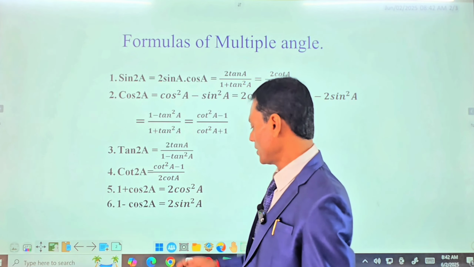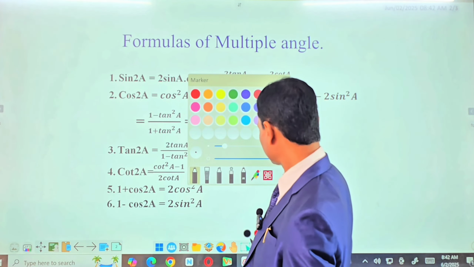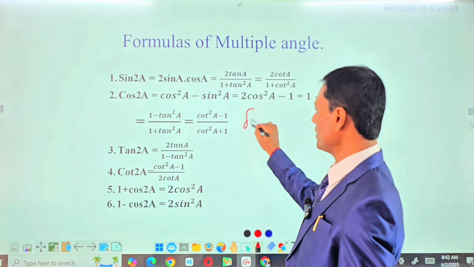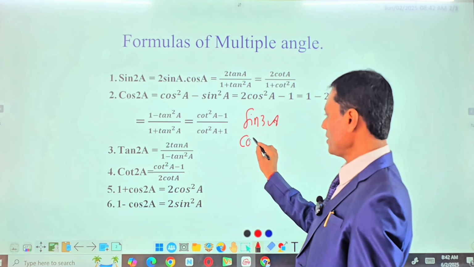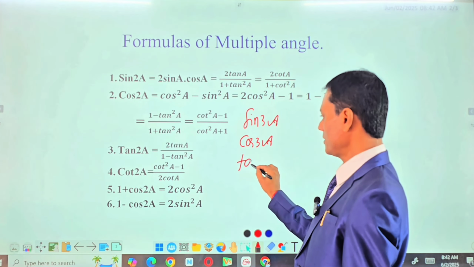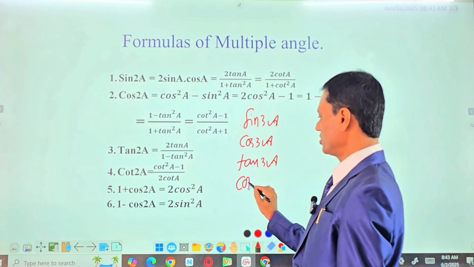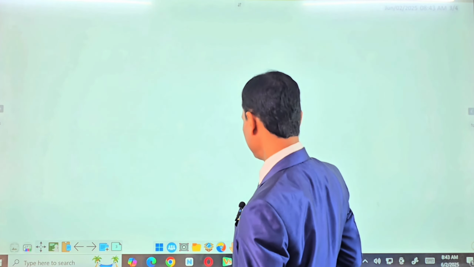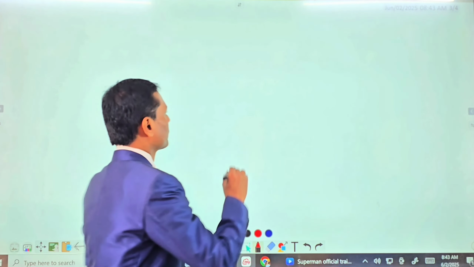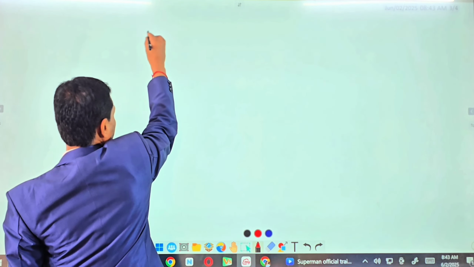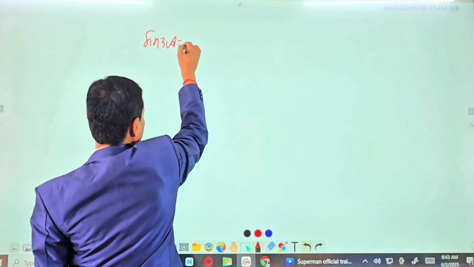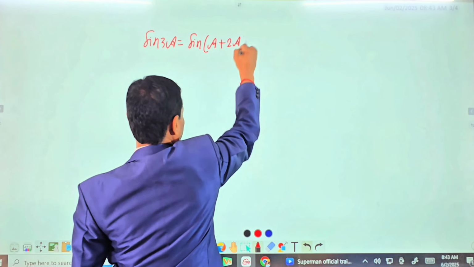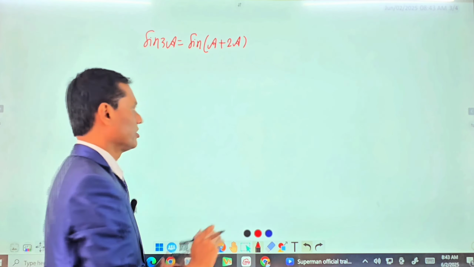So have a look here. Multiple angle of 3 means what? You can see here, multiple angle of 3, actually we have to understand that sin 3A, cos 3A, tan 3A and cot 3A, right? So have a look here. So first of all, we have here sin 3A equals sin of A plus 2A. Can write? Definitely A plus 2A equals 3A.